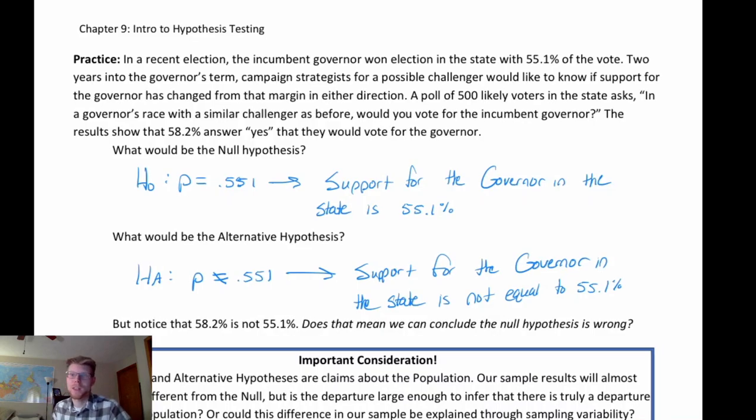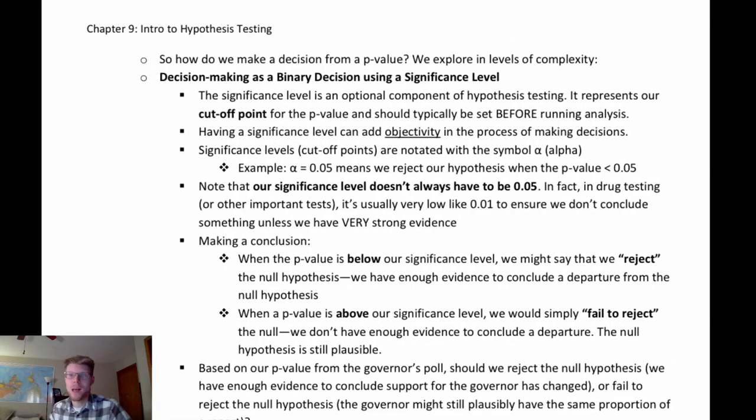So really all we're doing here is saying, hey, this null hypothesis could still be the parameter. We can't say that it's not, but we're not necessarily concluding it's true either. It could still be different. We just don't have enough evidence to say so.